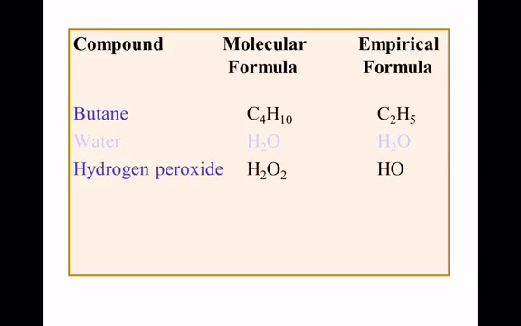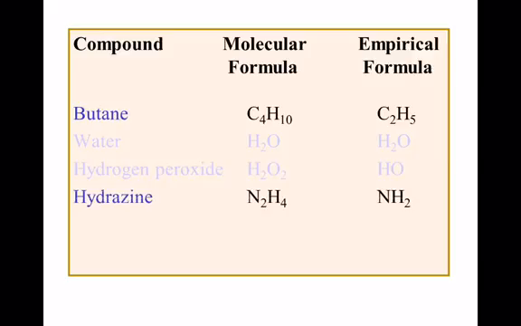Hydrogen peroxide, I call this my Santa Claus empirical formula. So hydrogen peroxide, a molecule will always have 2 hydrogens and 2 oxygens, but you can divide the 2 and the 2 by 2, and you can reduce it to H1O1, HO. Okay, so that is the empirical formula of hydrogen peroxide. Hydrazine, N2H4, of course you can divide 2 and 4 by 2, and you get N1H2.